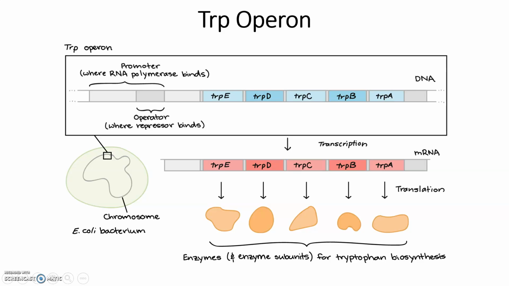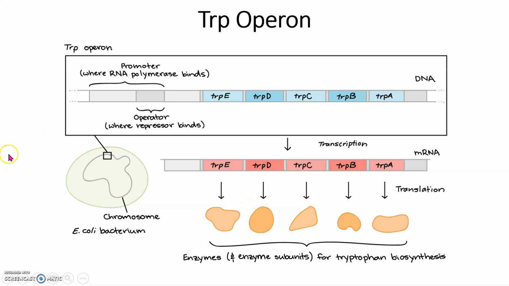So the trp operon has the promoter and the operator. Then it has several genes, so trpE, D, C, B, and A. And somewhere upstream, it has trpR, which has regulatory function. trpR makes the trp repressor. Okay. All of these enzymes help us to make tryptophan.